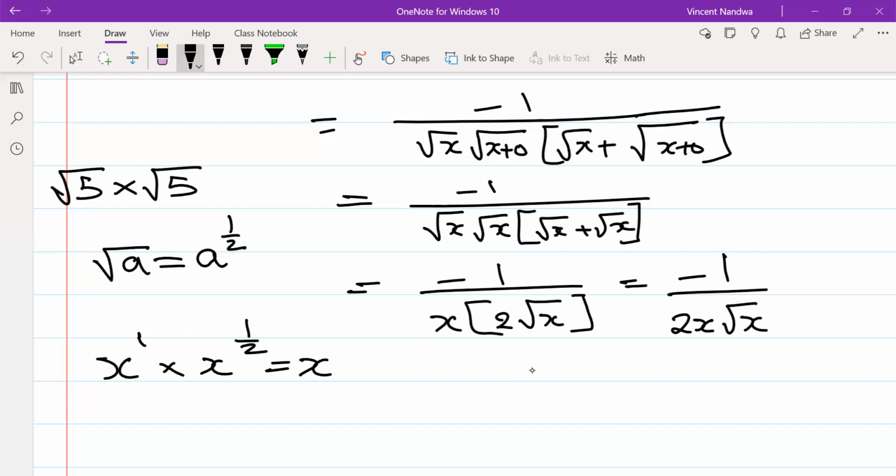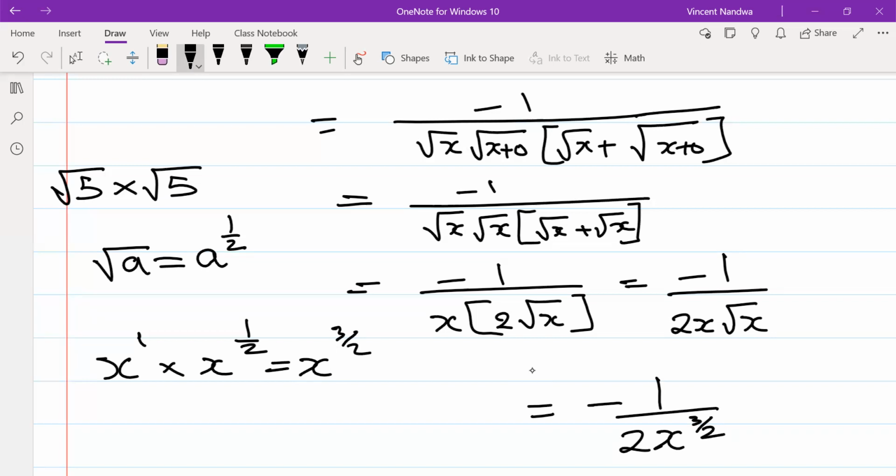So loss of indices. X power. Yes, 3 over 2, okay? So you can write your final answer as -1 over 2 x raised power 3 over 2.